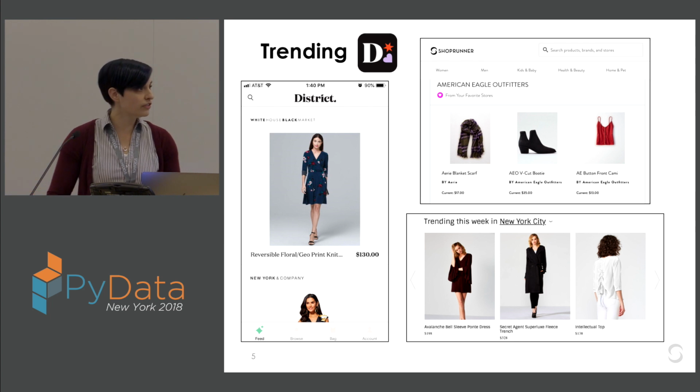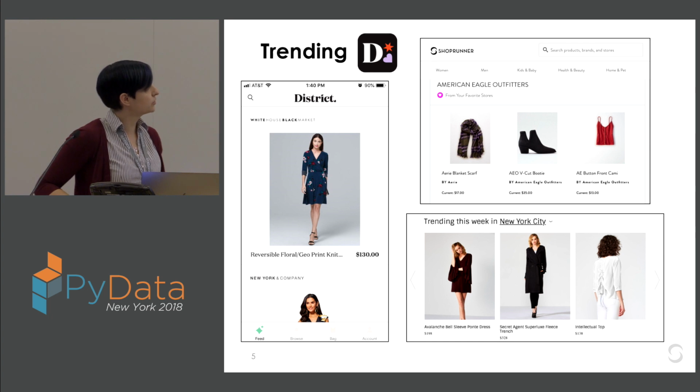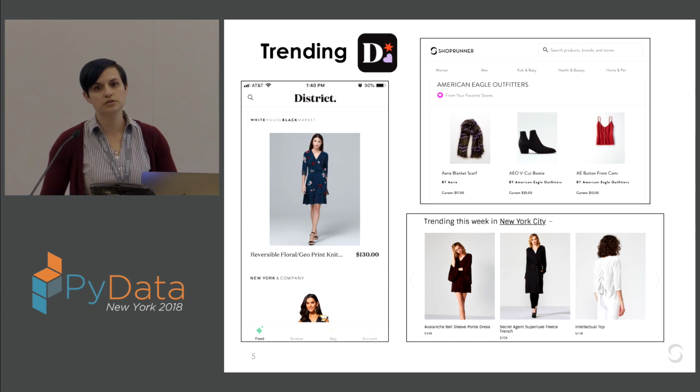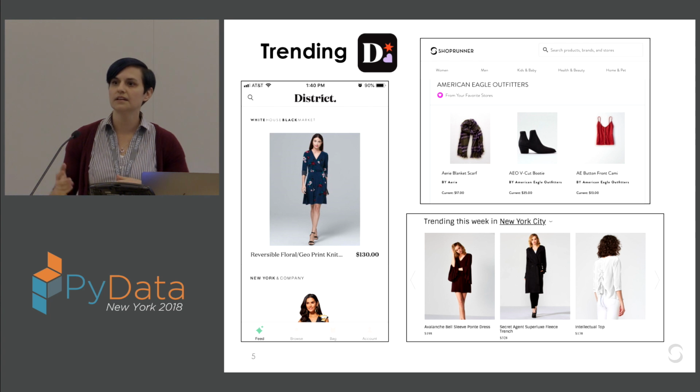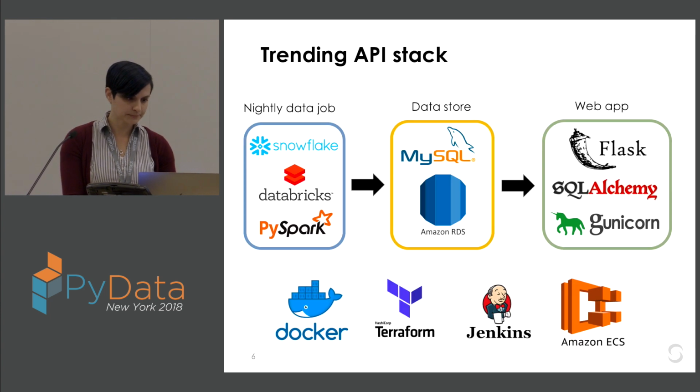So one of the things that uses it is our new mobile app, District. I have the District app icon and a screenshot of what it looks like. The trending feed is the main landing page because a big part of that app is shopping discovery. Trending is also used in our members.shoprunner.com website. You can pick your favorite retailers and see what's trending for them. And then we also have a widget that shows you what's trending in different cities that we can put on our retailer partners' websites. And that's in A/B testing right now.